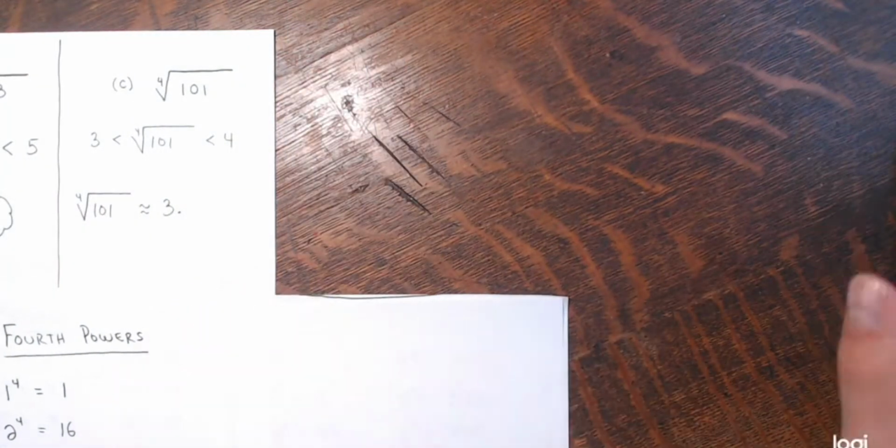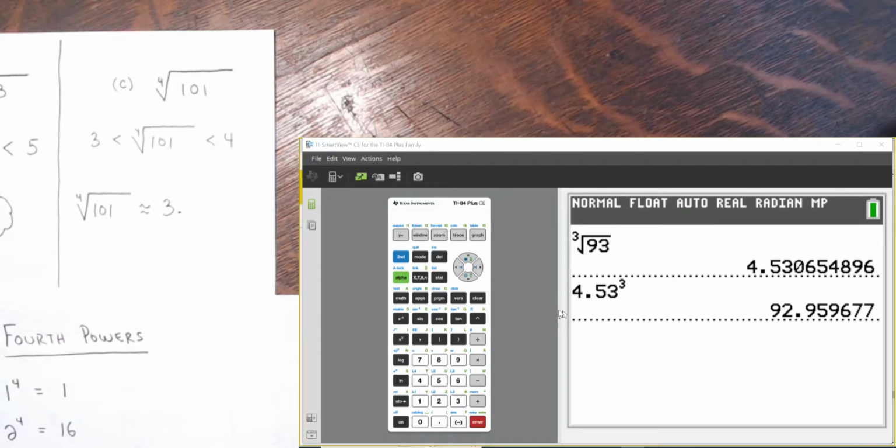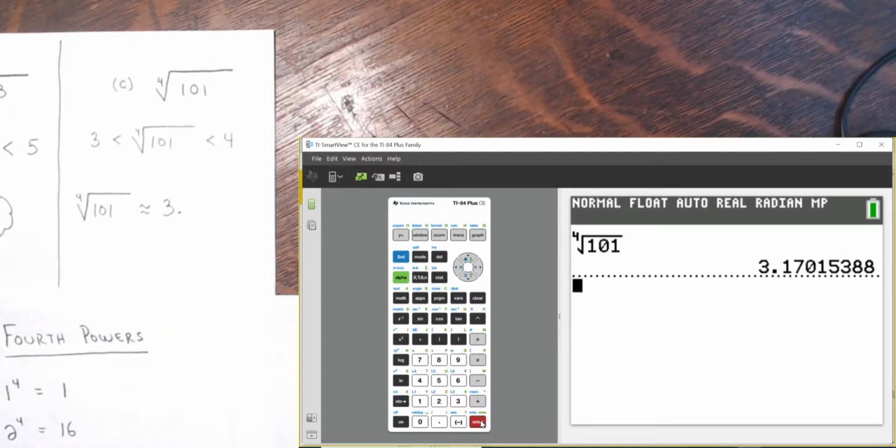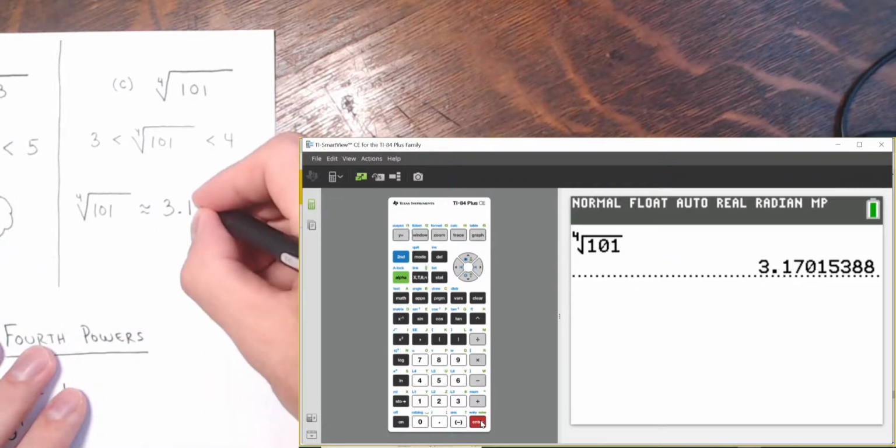Once again, I'll pull this off to the side. Let's bring the calculator up. Doing the fourth root symbol, and then 101 for the radicand. And yes, it is 3.170, so 3.17 when I round to 2 decimal places.